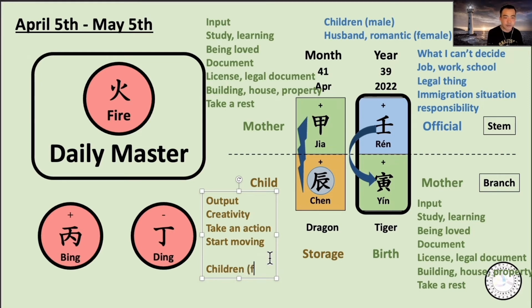And this could be children for female. So the theme of April for Fire Daily Master is like that, using those resources, using what I have as my power to really take an action, to really start moving. That is the right way to do. If they start this situation in April, they might create more success situation maybe. But because they start in February, that is more like a failure.